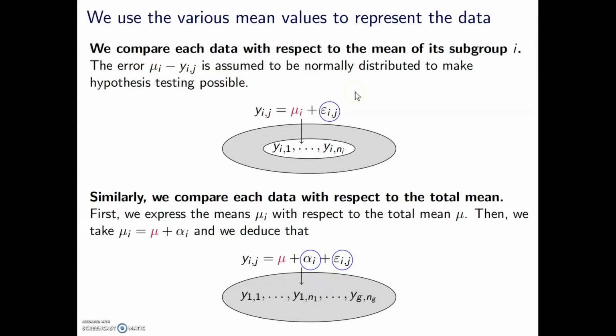And what do we mean by this? So we compare each data point, y sub ij, with respect to the mean of its subgroup i by introducing the term epsilon sub ij, which represents the difference between the value of y sub ij and the mean mu sub i. And similarly, we compare each data point y sub ij with respect to the total mean mu by introducing the term alpha sub i, which represents the difference between the total mean mu and the mean mu sub i of the group i.